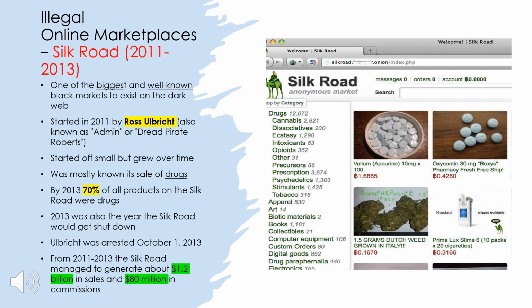It was mostly known for its sale of drugs, and by 2013, 70% of all the products on the Silk Road were drugs. As you see on the right here of this picture, you see how much drugs there are compared to the rest of the products. So that's a big difference.